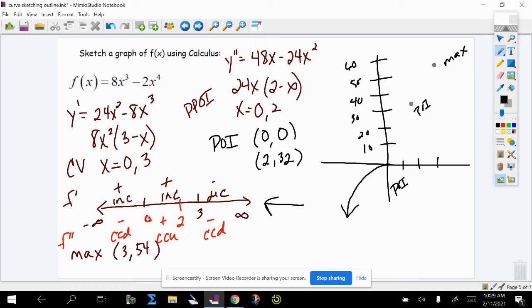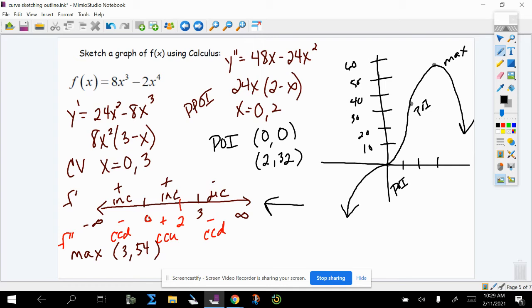From 0 to 2, we are continuing to increase, but there is a shift in concavity. It's a very slight shift. Some people like to draw it really gradual. From 2 to 3, we are still increasing, but now we switch concavity again. And again, concavity switch can be very subtle. And then from 3 on, we start to decrease and we remain concave down.